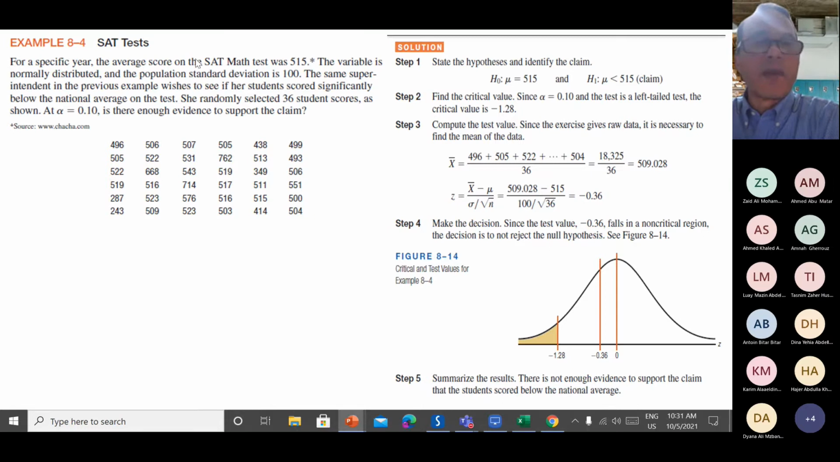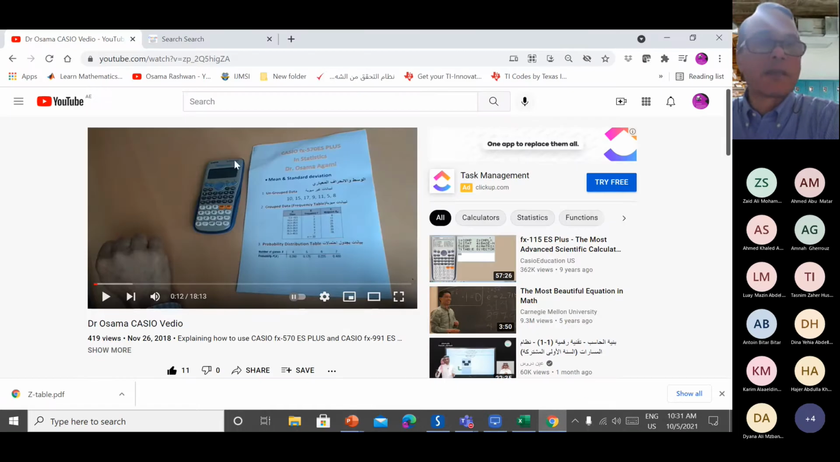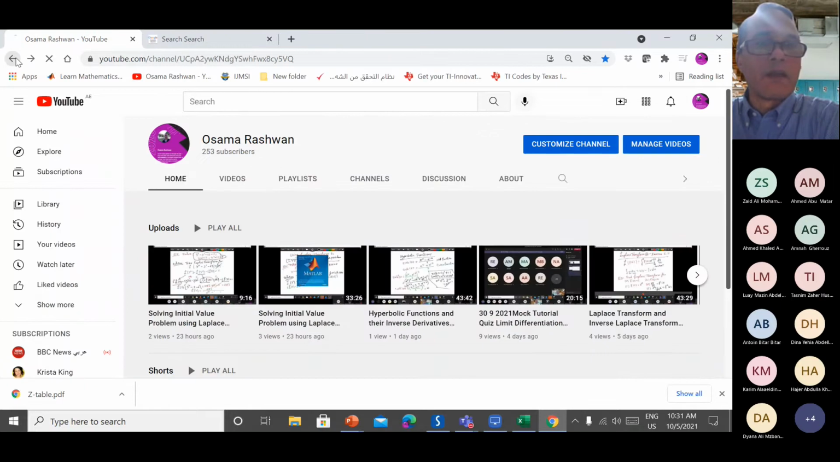Again, when you have a problem like this one, and you are given the standard deviation, and you would like to compare the mean, you will go for z-test, okay? Once you are given the standard deviation, or if your sample size is greater than 30, okay? This is how to know how to use the table.